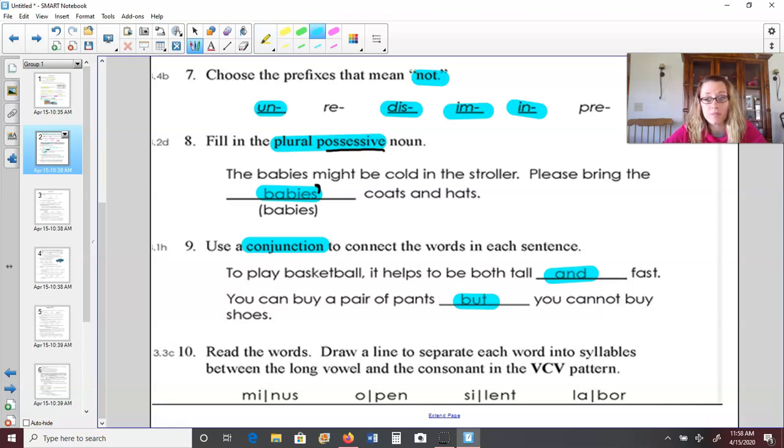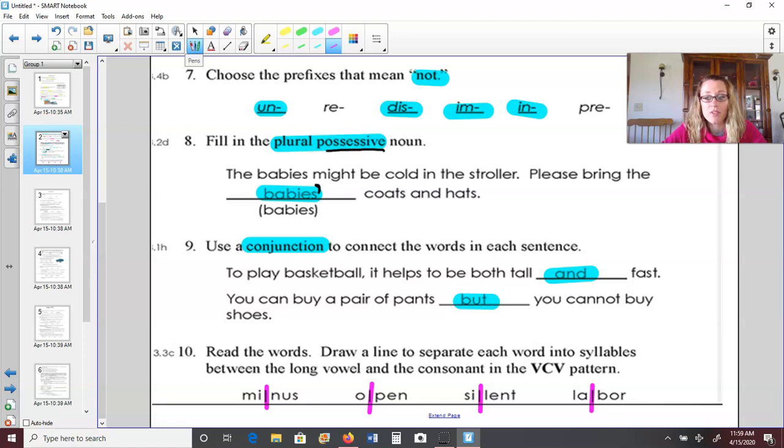And then number 10, reading the words, drawing a line to separate the vowel, consonant, vowel pattern. We're going to look and listen for the long vowel sound, and that tells us where we want to separate the syllables. So in the word minus, like when you subtract, minus, we hear the long I, so we split between the I and the N. Open, O, we hear the long O, so we split between the O and the P. Silent, sigh, we hear that long I, so split between the I and the L. Labor, lay, we hear that long A, so we're going to split between the A and the V. I'm sorry, A and the B. I was thinking of the vowel, consonant, vowel.